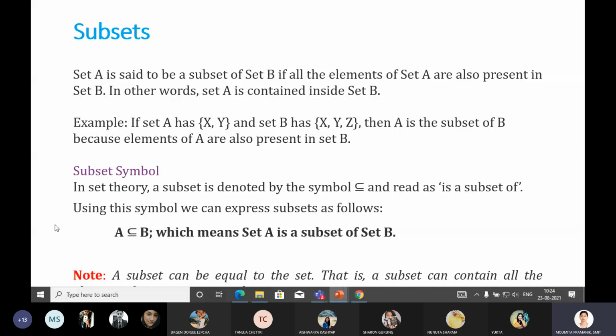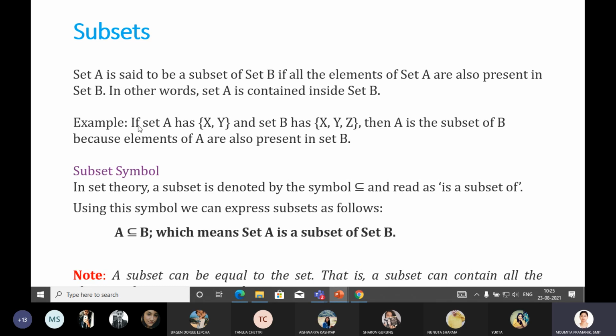Okay, so any set like the set A is said to be a subset of the set B if all the elements of set A are also present in set B. In other words, we can say that set A is contained inside set B.